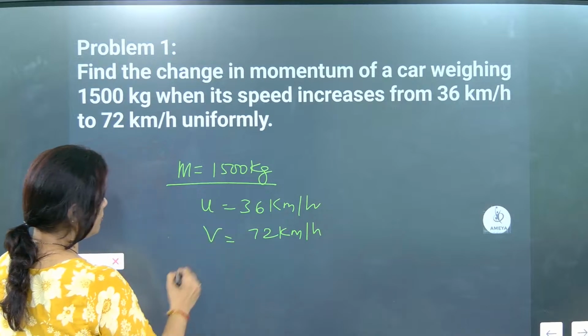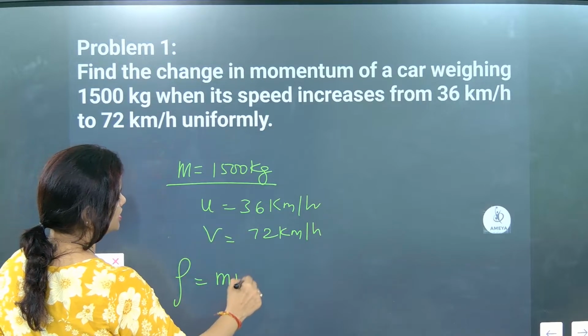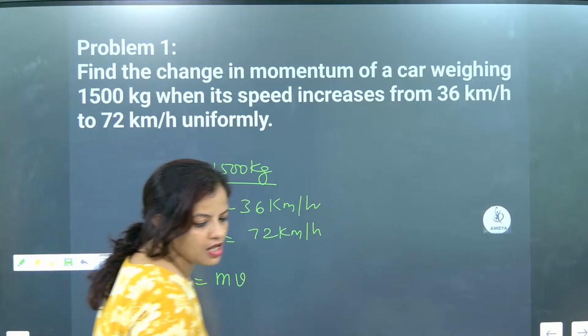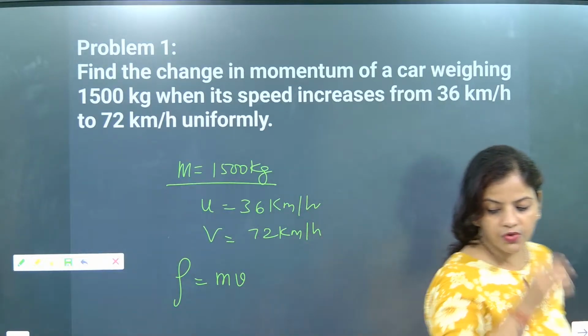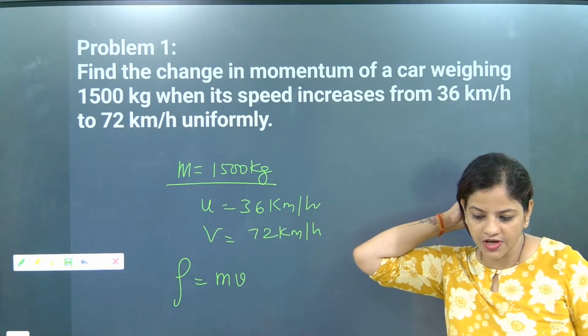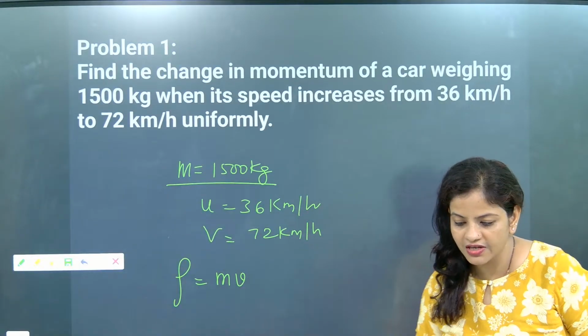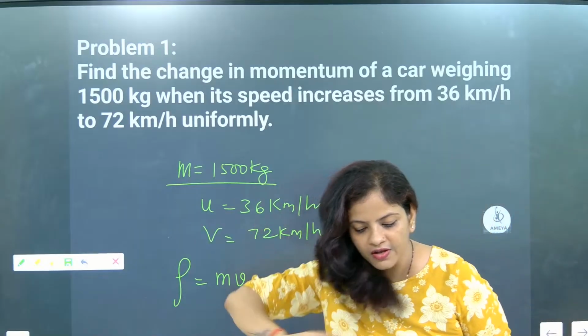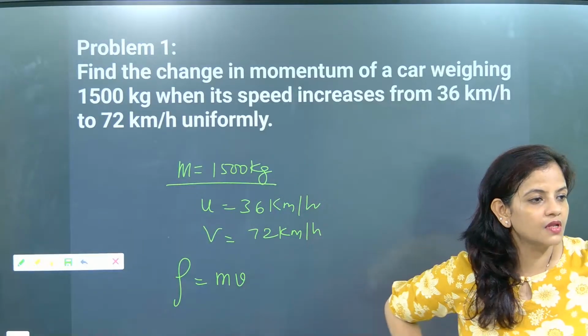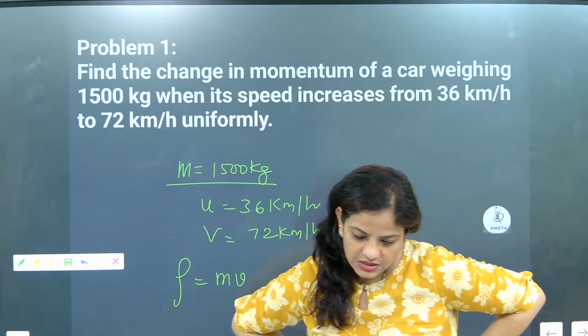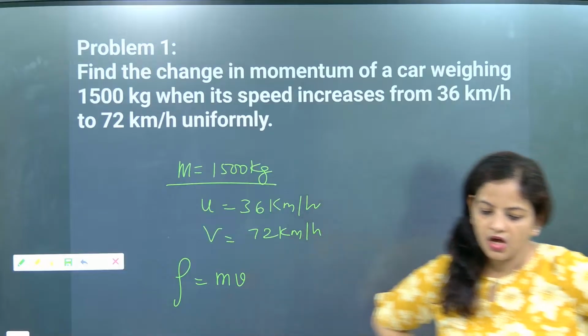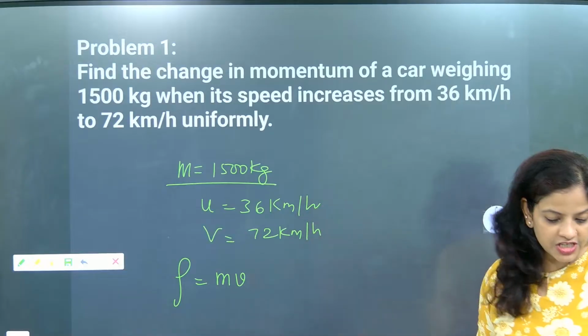Now you have to find momentum. Momentum is equal to mass into velocity. This is the formula. But beta, here we are going to find the rate of change. I will change the kilometer per hour into meter per second. We'll see how much it is coming.